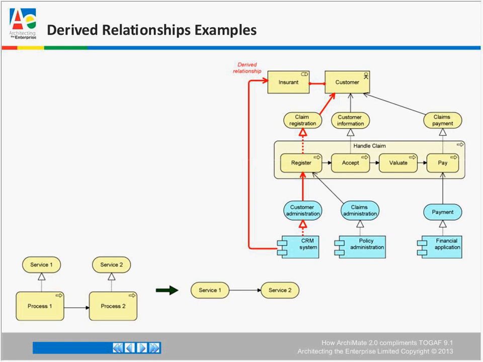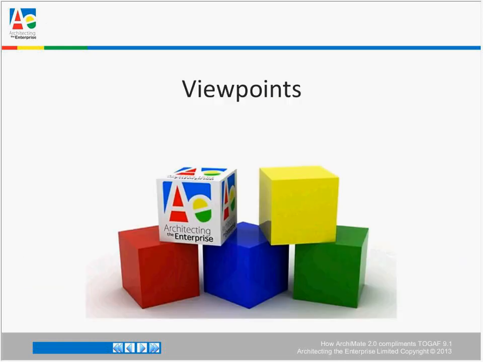And so this ability to derive relationships between different elements means that it supports a much more coherent approach to impact analysis on architecture models than we would see in TOGAF. So the relationships and the description of the components in a standardized way is a powerful feature of ArchiMate. I'm going to go on finally to have a look at viewpoints.